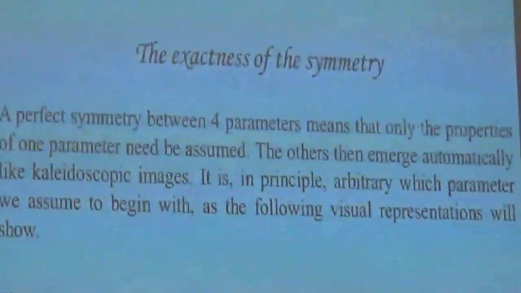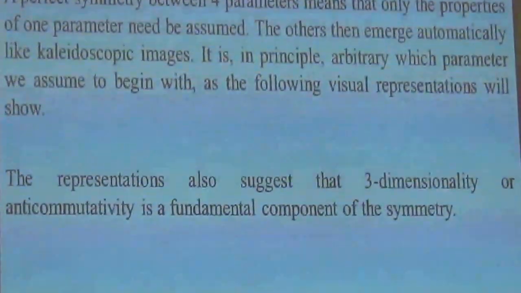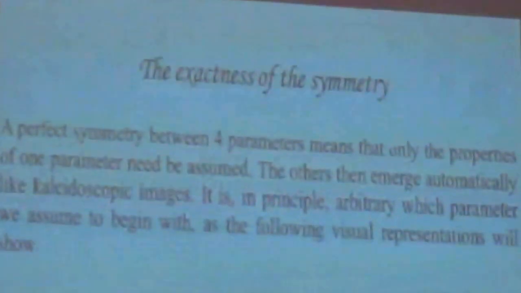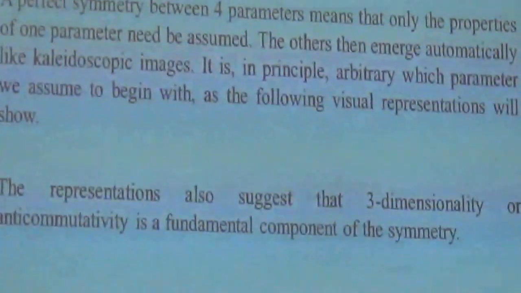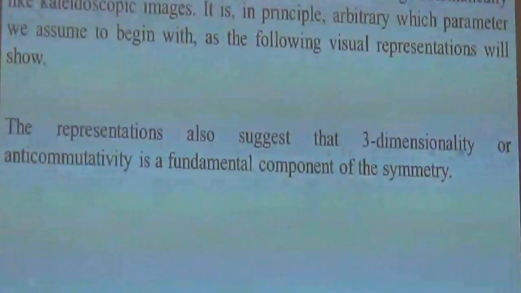We do know that, as Anton was talking about, space is the only thing that can be used for measurement. So the other parameters don't have the capacity to be measured directly. So once we've got one, the others come out like kaleidoscopic images. They're there automatically. So it's in principle arbitrary which we start with. We don't have to start from space. That's the one we naturally start from because it's the only measurable one. But we could start from one of the others.